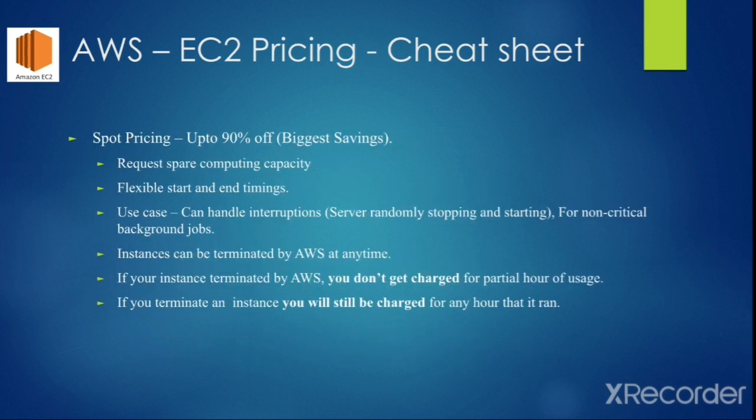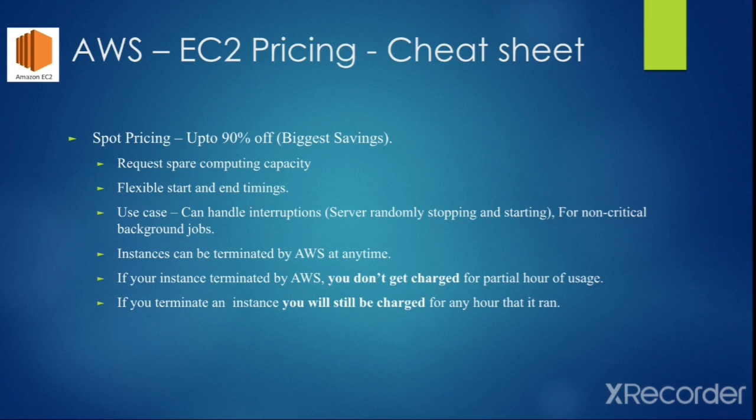And the spot instances. So spot instances will give you the biggest savings. It gives you up to 90% off on requested spare computing capacity, with flexible start and end timings as well. And the use case is workloads that can handle interruptions, like a server randomly stopping or starting. So you can use these kinds of instances for non-critical operations or background jobs. And the instances can be terminated by AWS at any point of time.